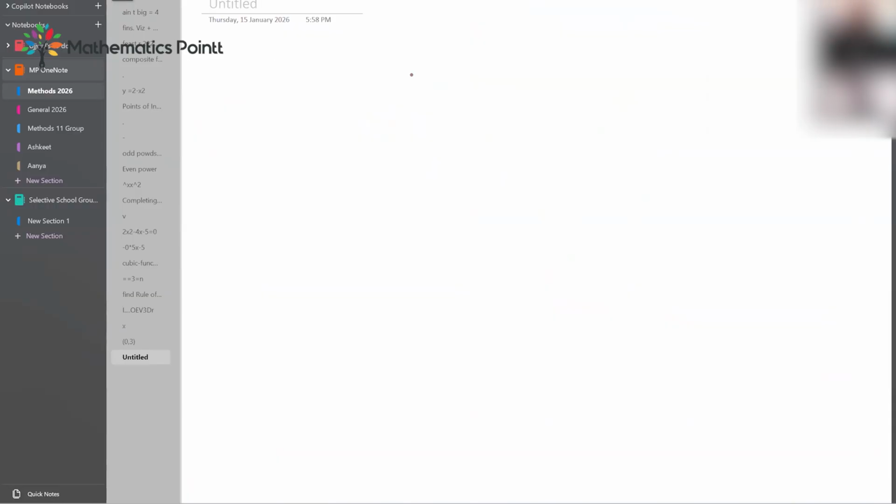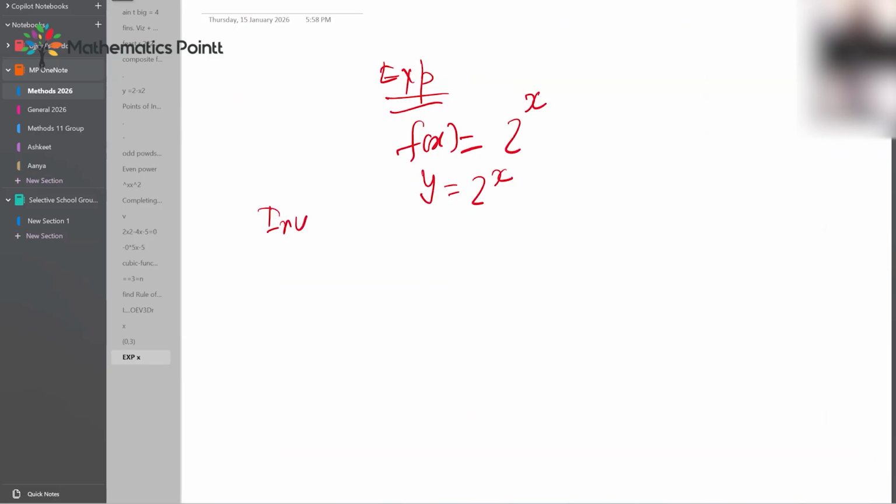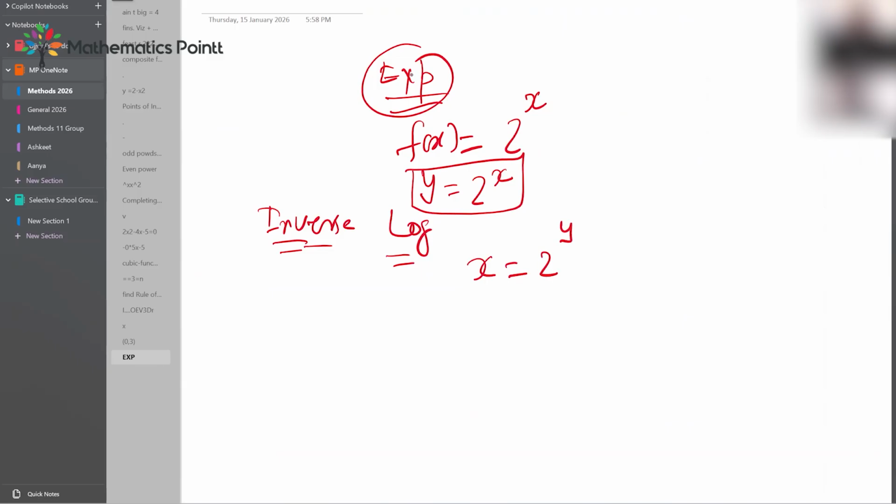My function is an exponential, which is f of x equals 2 raised to the power of x, which means y equals 2 raised to the power of x. Now I have to find its inverse function. The inverse of exponentials is a log. Let's find the inverse of this function. Swap x with y, y with x.